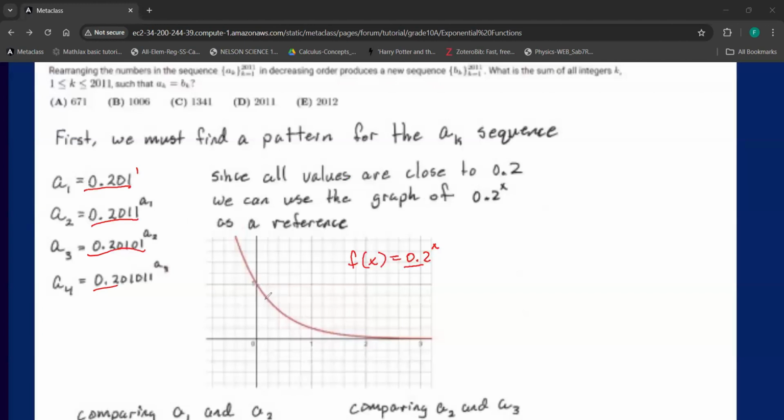Okay, so using this graph, you can basically estimate the value of a of 1, a of 2, a of 3, and a of 4, right? This question is basically trying to confuse you by adding multiple decimals, but really you just have to focus on the 0.2s of each decimal, and then you'll be able to solve this question.